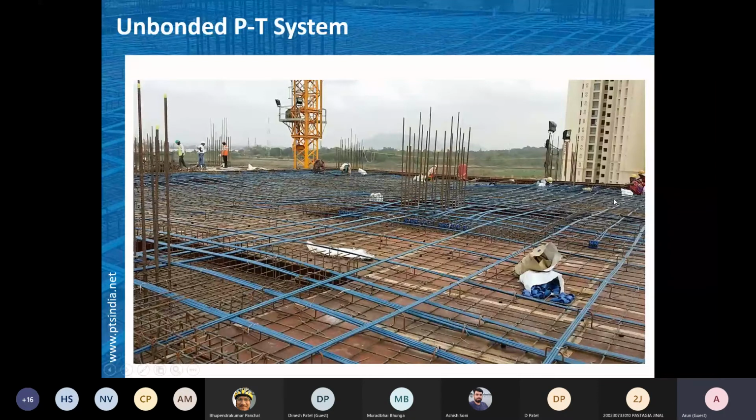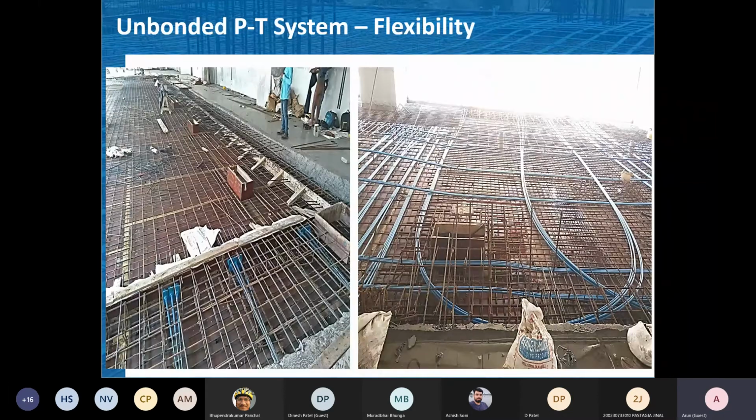Here you can see how flexible the cables are. You can see the cables are being looped. You can see the group of cables being looped from the one end to the other end again. This can be done where we are not getting the stressing from the other end. We can go with such kind of arrangements. This shows how flexible the system is.